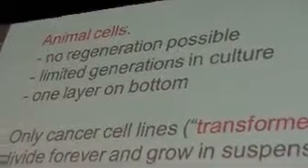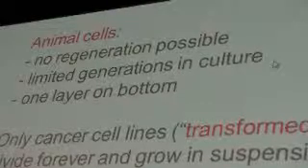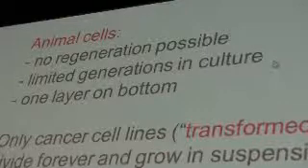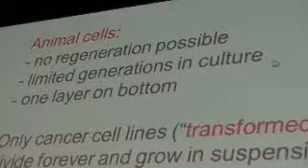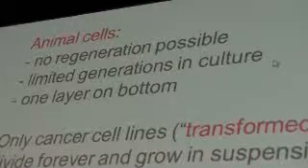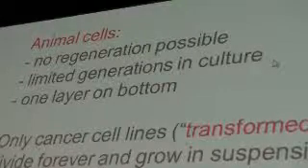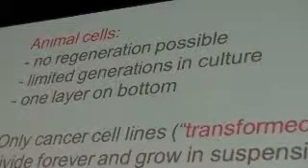The second limitation is limited generations in culture, because of what I just mentioned. A lot of this is related to the replication of the ends of chromosomes. The ends of chromosomes are called telomeres. Telomeres means ends. And those telomeres require a special enzyme, telomerase, in order to maintain them. And that enzyme telomerase is not active in most cells of the body, which limits the generations that we can get in culture.